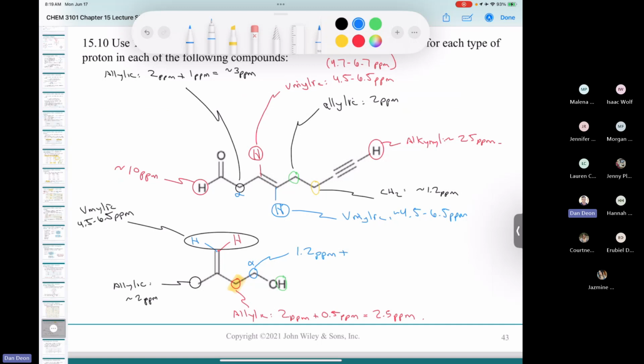Could anybody tell me how much we are going to add to the 1.2 to calculate our expected, anticipated, estimated chemical shift? If they're alpha to the oxygen of an alcohol, how much should I add? Could anybody answer that? It's going to have an electron withdrawing effect. By how much? So it's not 3. So if it's an alcohol, it's 2.5.